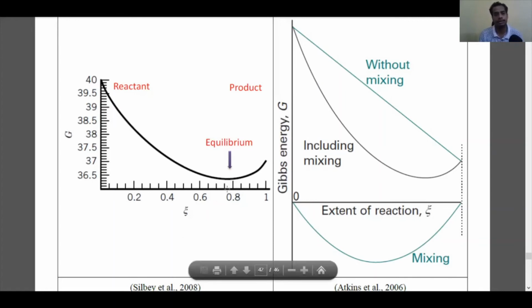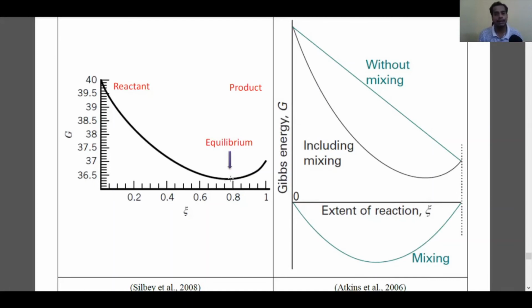When the extent of reaction is 0.78, we have obtained the minimum in Gibbs energy. So that is the state of equilibrium. The state of equilibrium is not towards the product side, meaning the reaction is most stable when both reactant and product are present. It is not that 100% of reactant is converted to product.